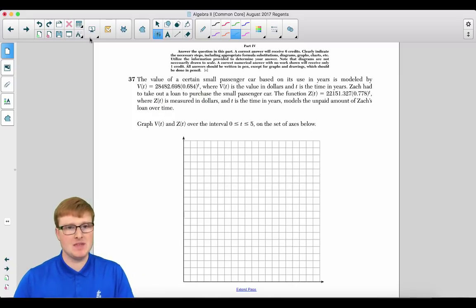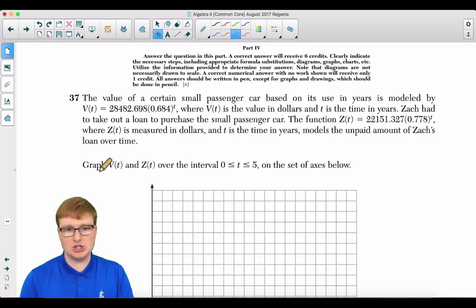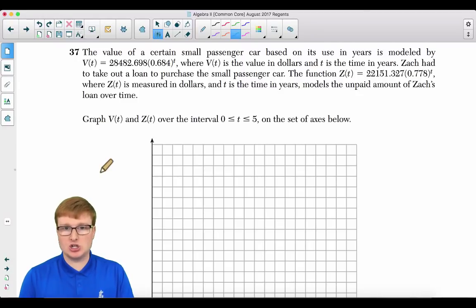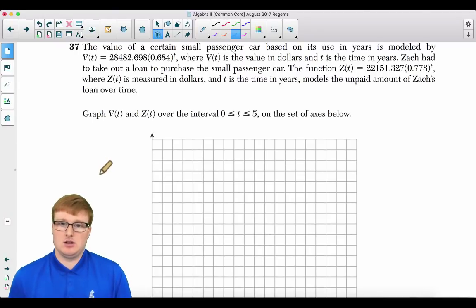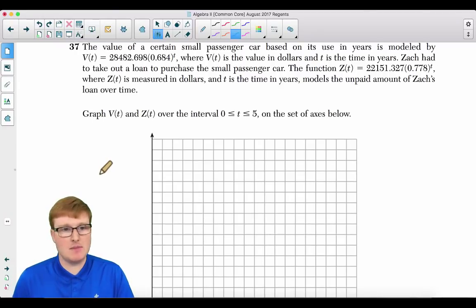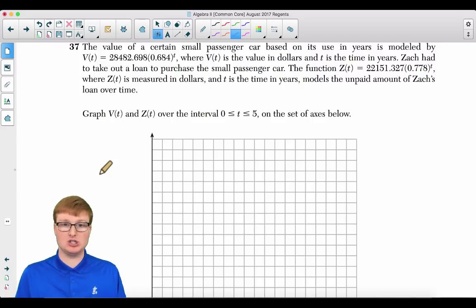Moving on to the final question of this exam. We're rolling here. 37 says the value of a certain small passenger car based on its use in years is modeled by V of t equals that, where V of t is the value in dollars and t is the time in years. Zach had to take out a loan to purchase a small passenger car. The function z is that, where z of t is measured in dollars and t is the time in years. It models the unpaid amount of Zach's loan over time.